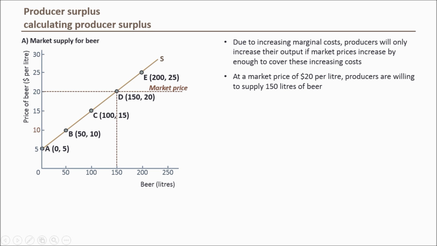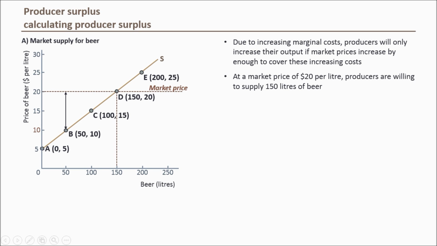But this means that at a market price of $20 per liter, the first 50 liters of beer that is sold is in a way more profitable than, for example, the last 50 liters of beer. One way we can see this is by looking at the distance between the current market price level and point B. This distance, which is shown by the black arrow between point B and the market price level, represents the profit in a way of the 50th liter of beer being produced and sold. This is because the 50th liter of beer would have been supplied to the market even if the market price was only $10 per liter.